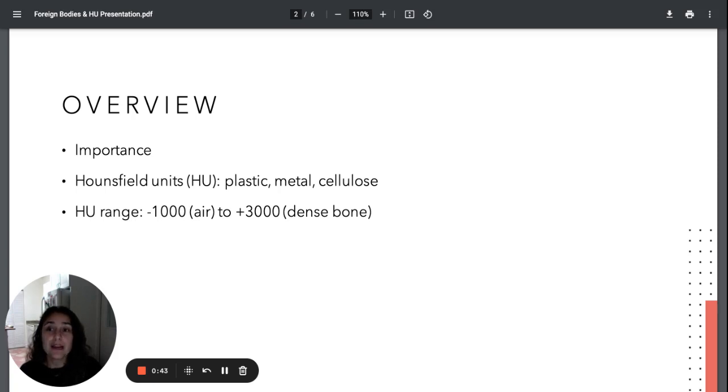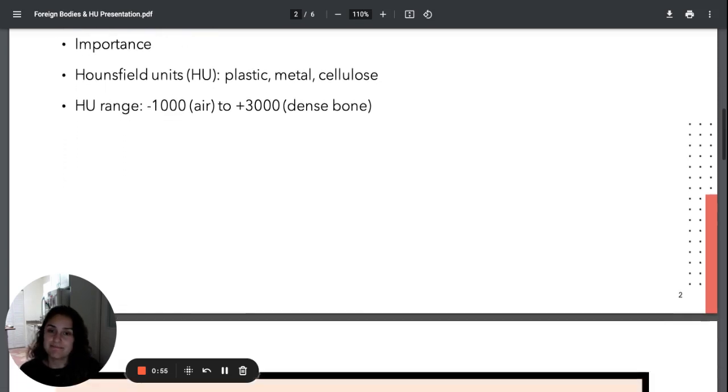HU values range from -1,000, which is air, to +3,000, which is the density of bone, and these are used to differentiate between tissues and materials with varying radiodensities.